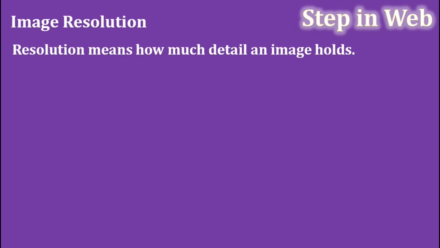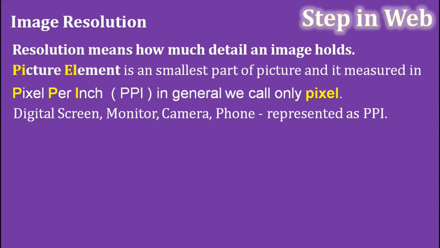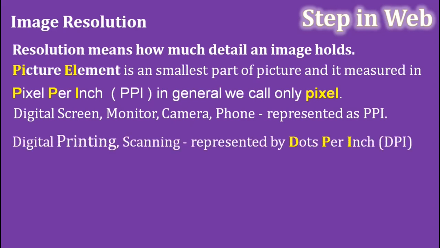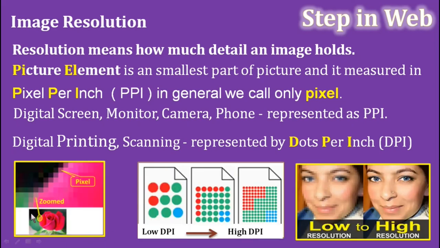Resolution means how much detail an image can hold. In digital screens like monitor, camera, phone, it is represented as pixels per inch, and in the same way, in printing or scanning, it is represented as dots per inch. The units of dots per inch and pixels per inch are almost the same. In the picture you can see the original image of one rose. If we zoom this image several times, you can see multiple squares are formed, and each square has a different color shade. And this one square is called a pixel.